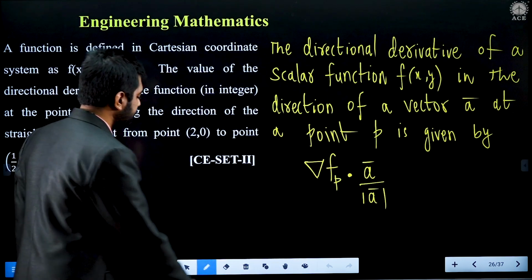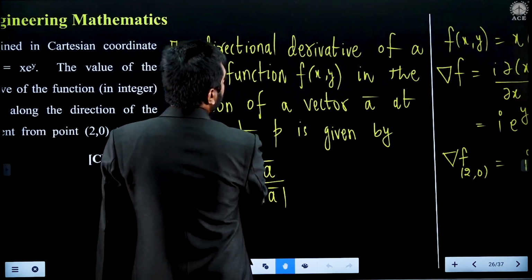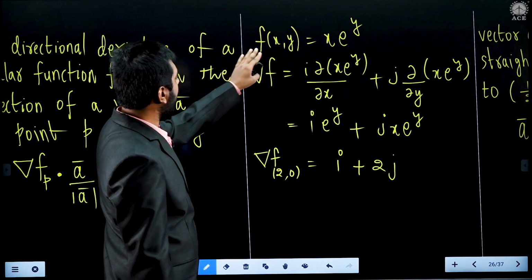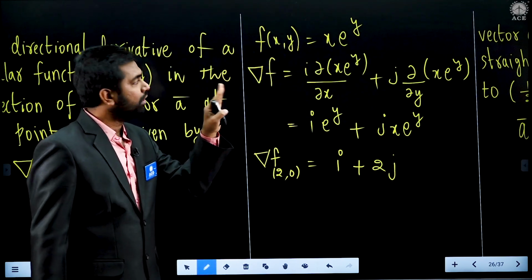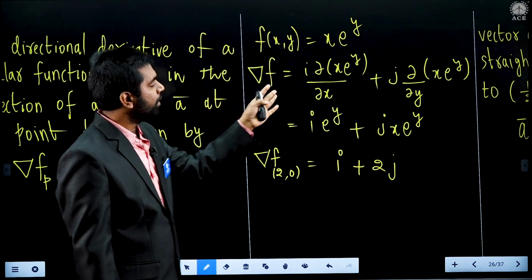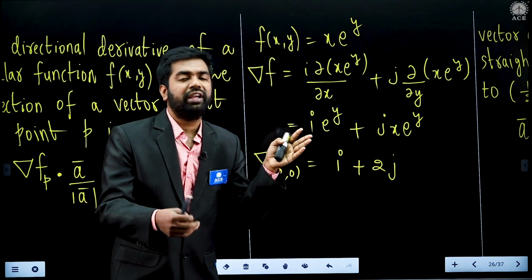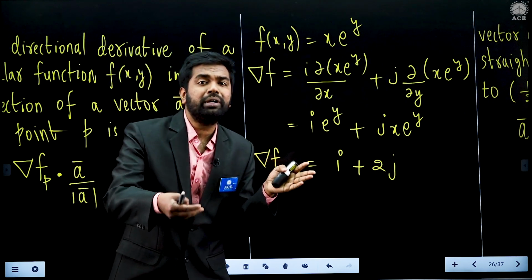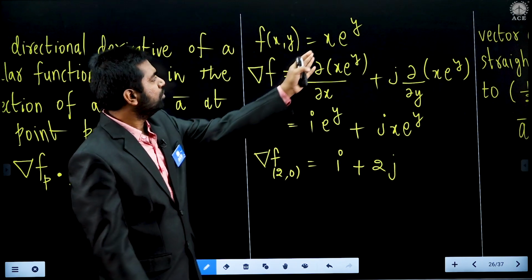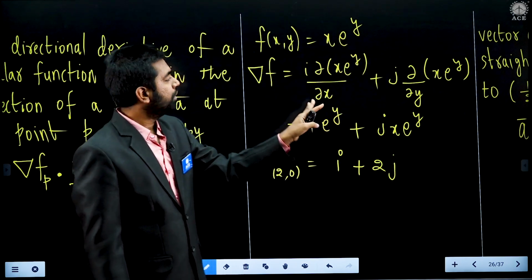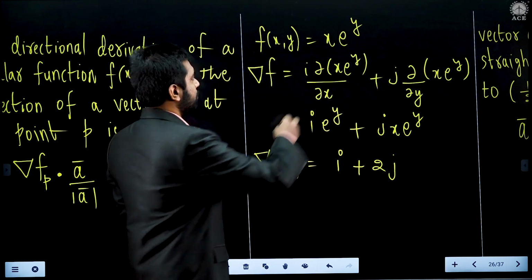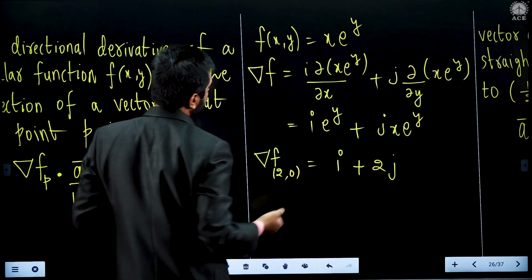So let's do it. How do you find the gradient? I have the scalar function in front of me, that is x e power y. Gradient of f is i dou by dou x of f plus j times dou by dou y of f plus k times dou by dou z of f. Since there is no z involved, I just write it as i dou f by dou x plus j dou f by dou y. Substitute f here, take the partial derivative.